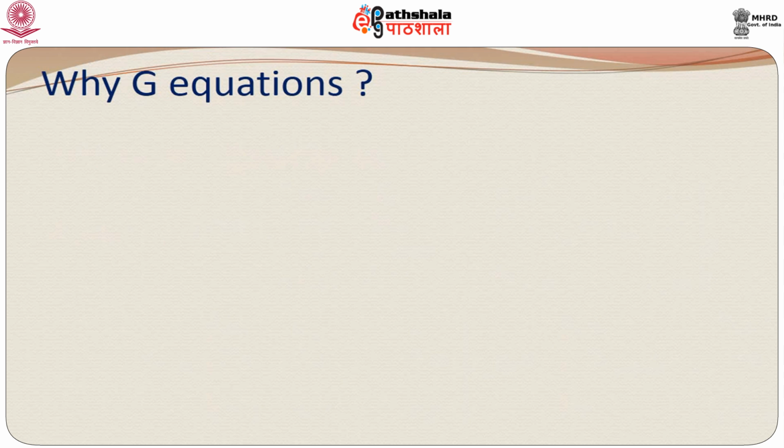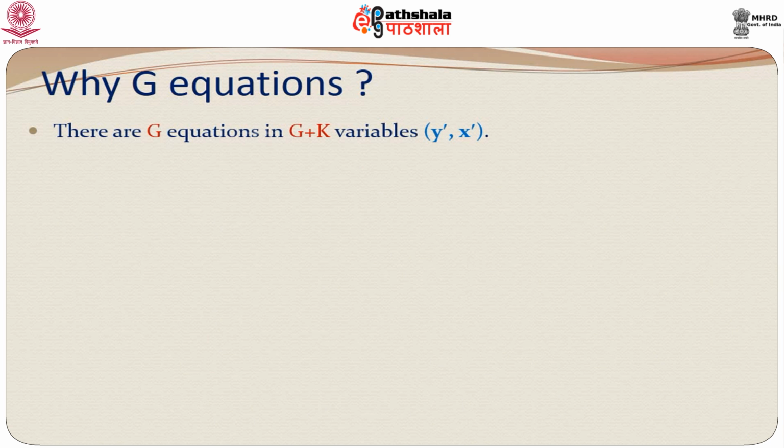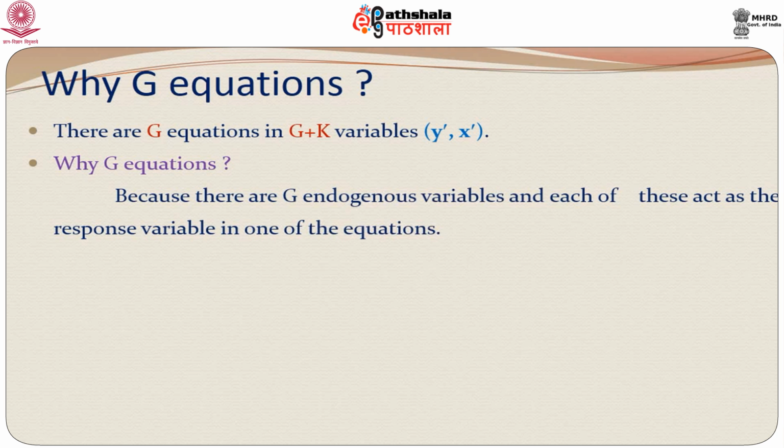The question which naturally arises, and which you must have noticed by now, is why do you have G equations? Why not 2, 4, 5 or maybe k or G plus k equations? There are G equations in G plus k variables y prime and x prime. Why G? This is because there are G endogenous variables in the system, and we can look at this as each of these endogenous variables being a response variable in one of the equations.